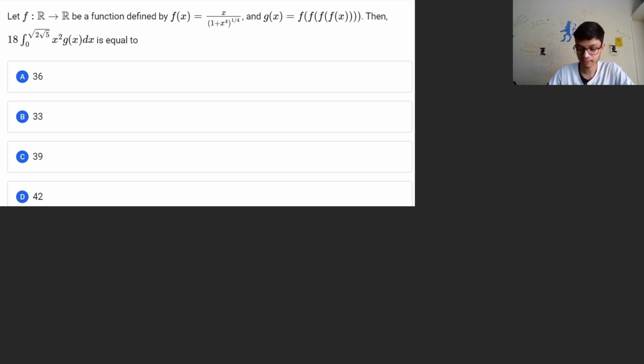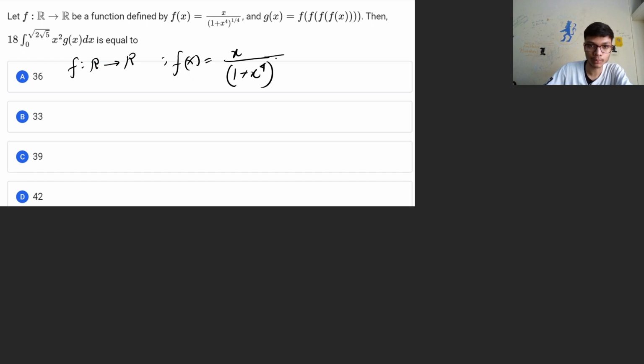So the problem says that, we are given a function. So let me change the color. Okay, so we are given the function, and that basically has domain real and maps to the real, that is, codomain also real. We have a function which is defined as f of x is defined as x divided by 1 plus x to the power 4 whole to the power 1 by 4. So that is defined as f of x, and g of x is basically a composite function which is defined as f of f of f of, so there are 4 times f of x.